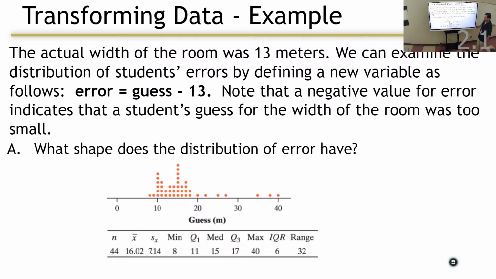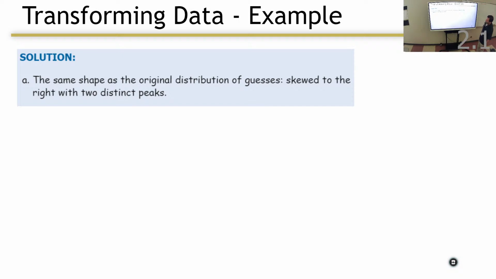What shape does the new distribution have? Same. Skewed to the right. The new distribution is the same, which is skewed to the right. Here's their answer: the same shape as the original distribution of guesses, skewed to the right with two distinct peaks.